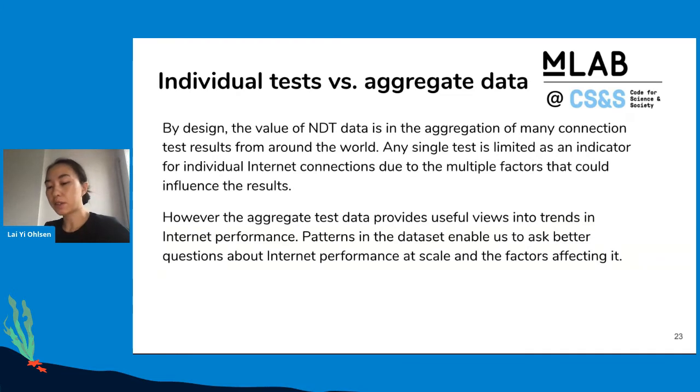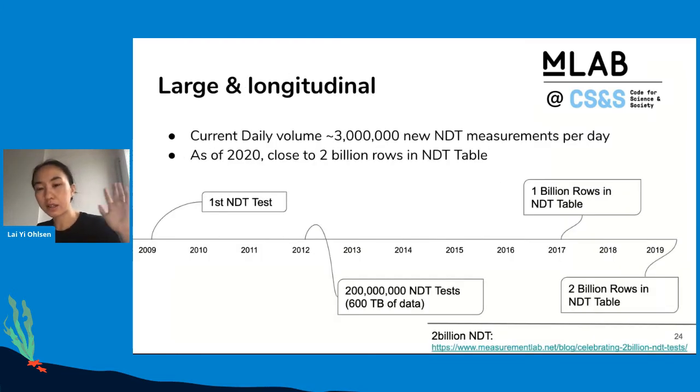This is always going to be the benefit of using MLab data: it's, one, large. We have something like 3 million new NDT measurements per day. As of 2020 we had close to 2 billion, but recently it's moved to close to 3 billion rows of data in the NDT table alone. So there's just a lot of data that you can look at. When we're saying that it's useful to look at aggregate data, we have a lot of it, and so you can really start to see patterns and trends emerging. That is what we think makes our data useful.